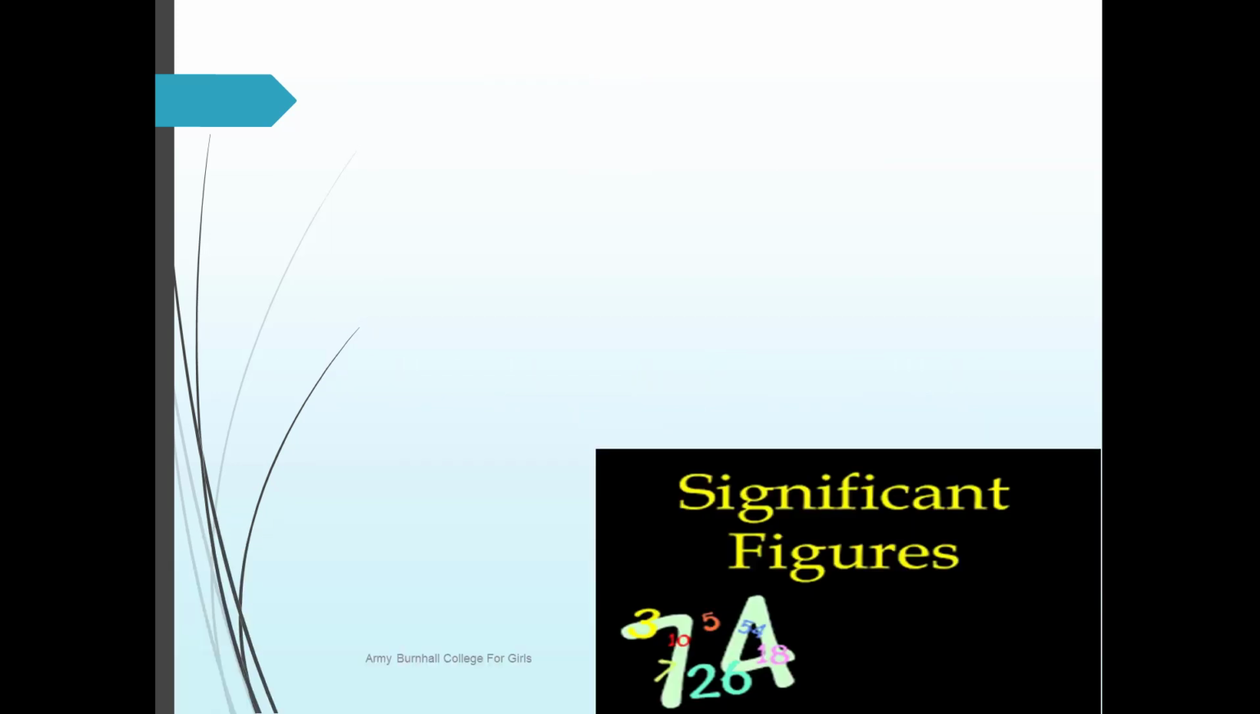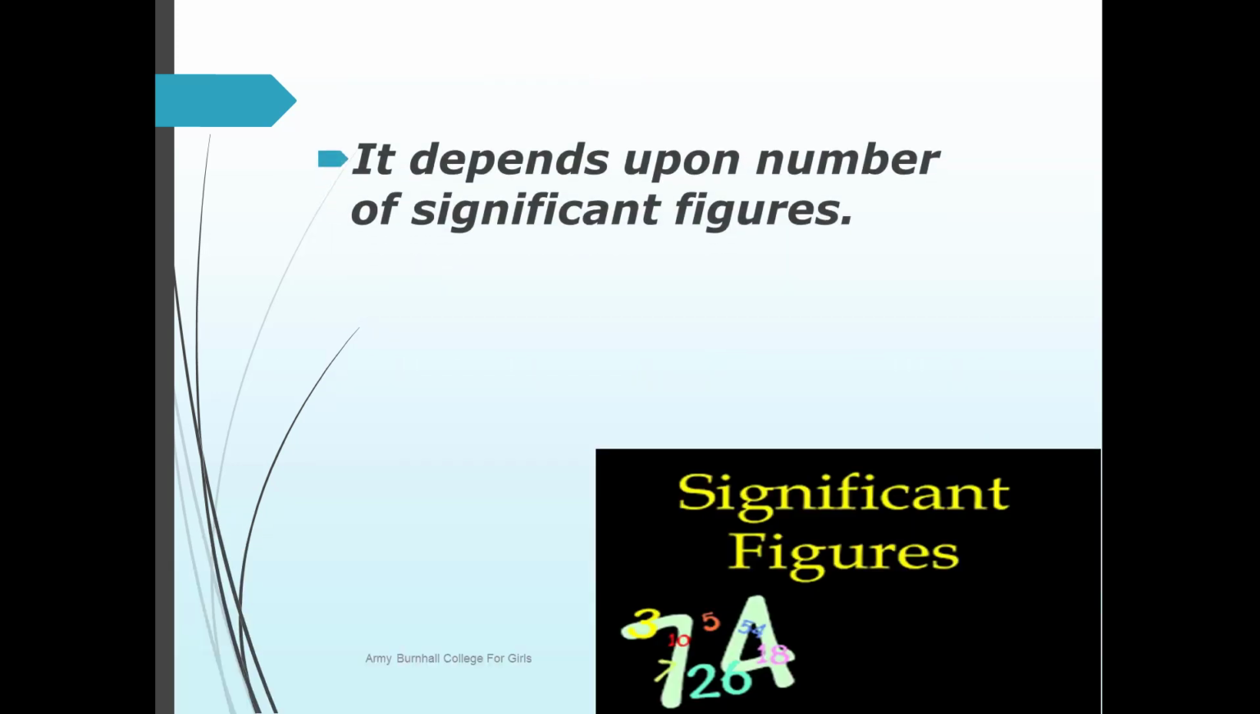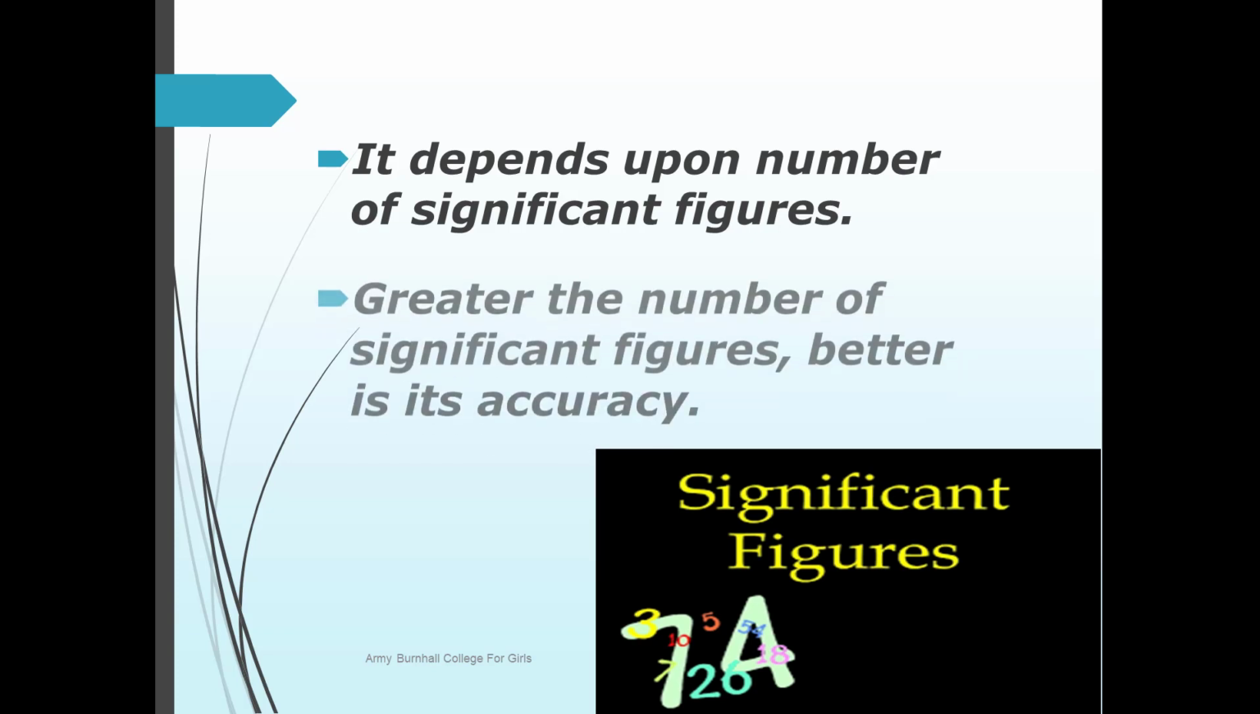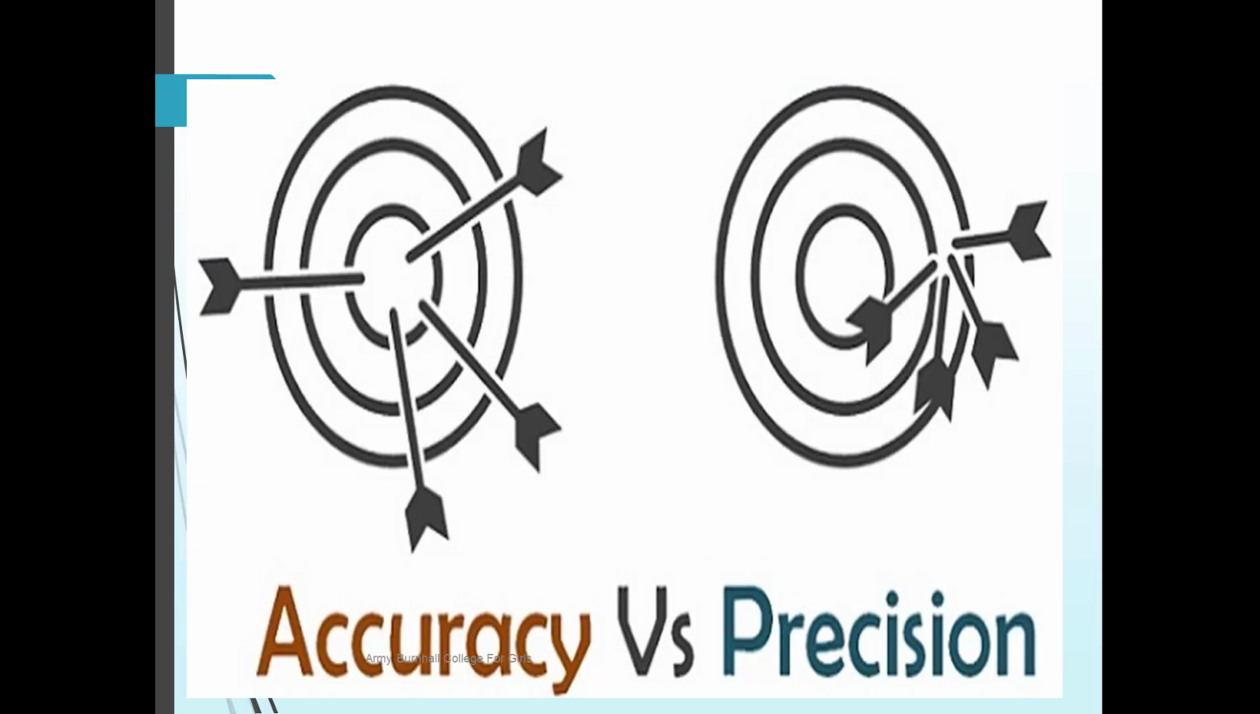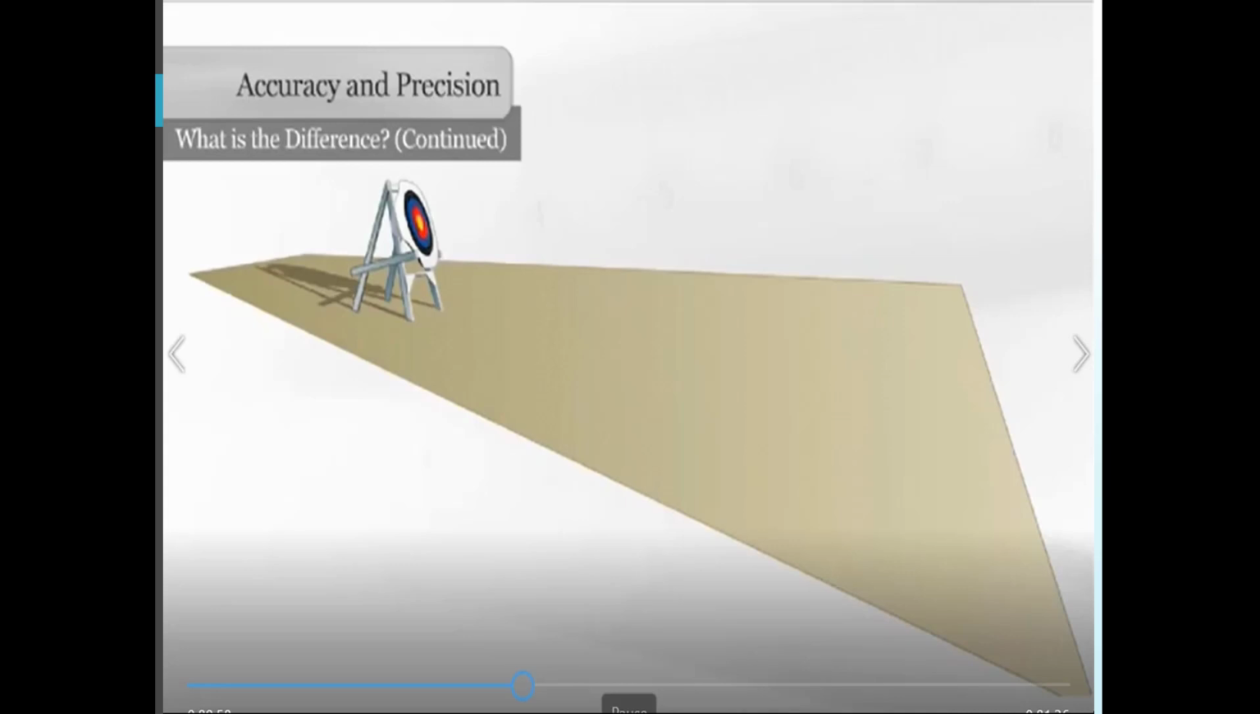Okay. It depends upon number of significant figures as well. Accuracy is dependent upon number of significant figures. So it is only dependent upon the measurement. What happens? Greater the number of significant figures, better is its accuracy. So accuracy is becoming better if greater number of significant figures are used. So let's check out the difference between accuracy and precision with the help of this video.